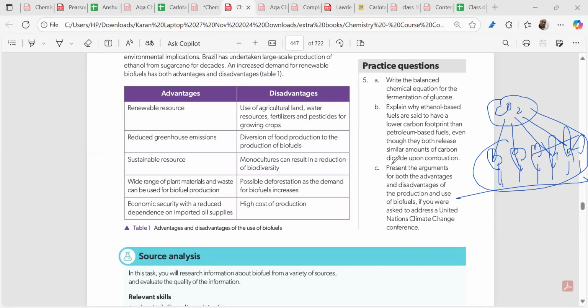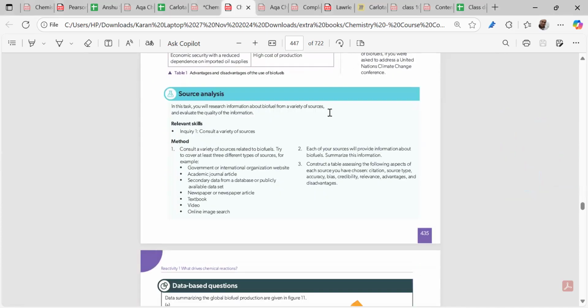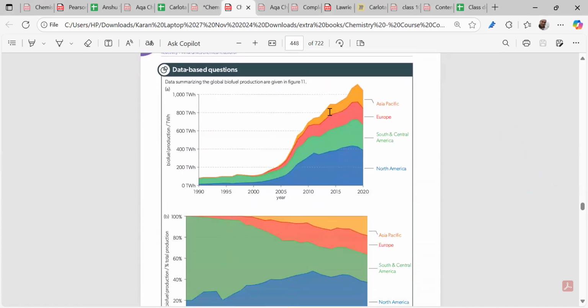This question is very important: present the arguments for both the advantages and disadvantages of the production of biofuels. If you want to address this, it will be coming in exams. So we can go through the advantages and disadvantages of this process for biofuels. So this was all about the critical part of biofuels.